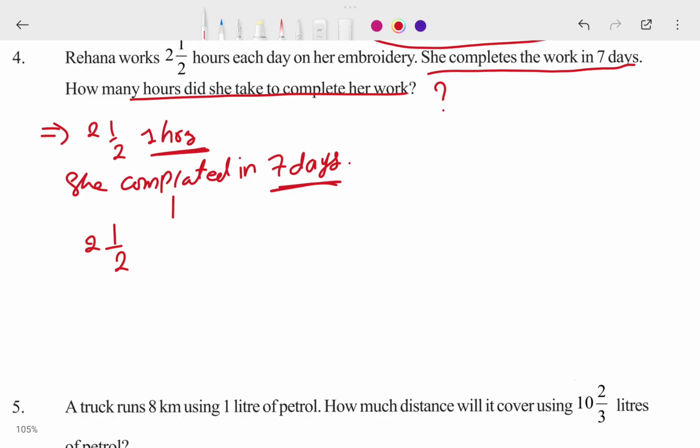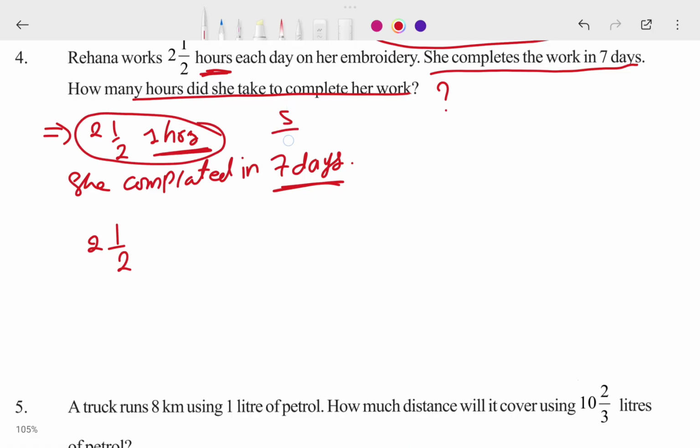Because Reena works 2 and 1/2 hours each day. Each day means that much hours in one day, that much she did in one day. It means 2 and 1/2 is 5/2 hours. Okay, 5/2 hours she worked in one day. In one day she did that much work, 5/2.